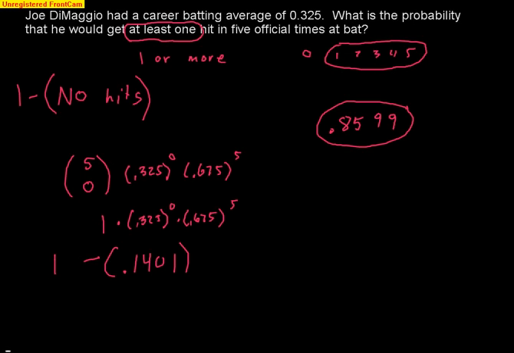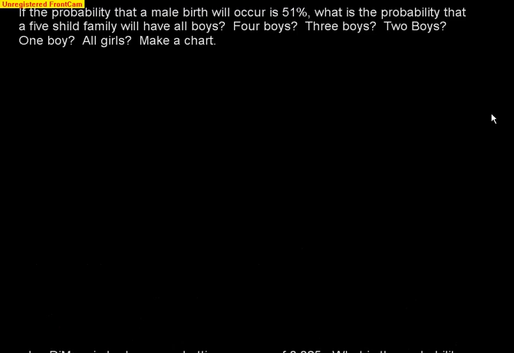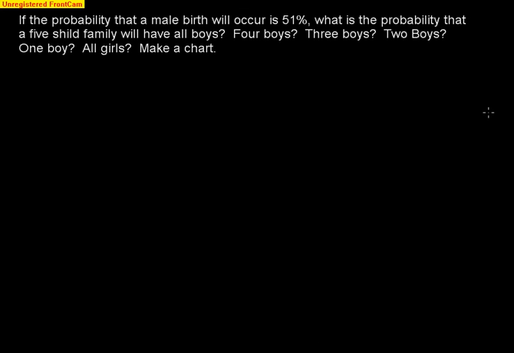All right, last problem here for this video. If the probability that a male birth will occur is 51%, what is the probability that a 5-child, sorry, a little typo there, a 5-child family will have all boys? What about 4 boys, 3 boys, 2 boys, 1 boy, or all girls?